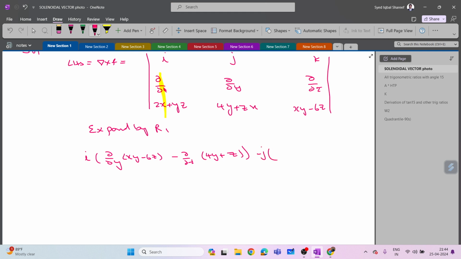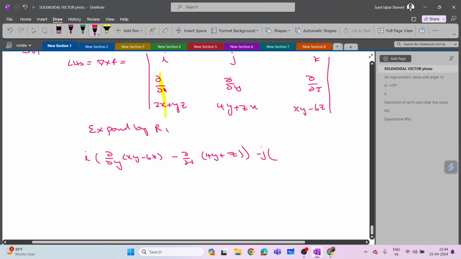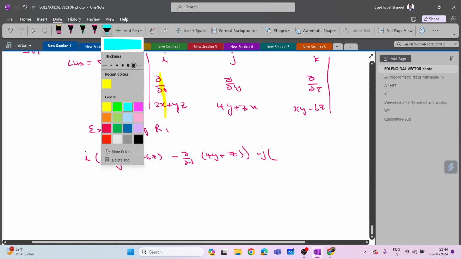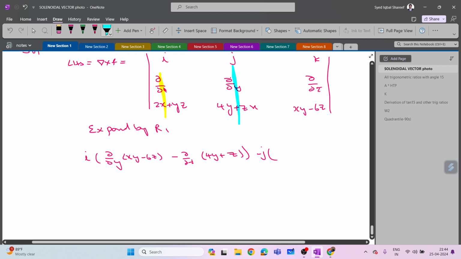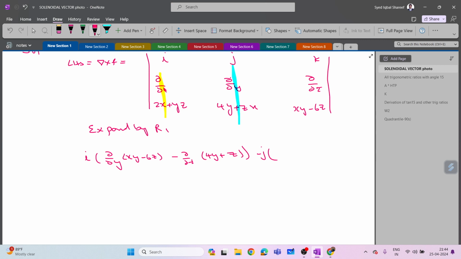Minus j of, for j this column is gone, and the top row is always gone. So what will be there? Dou by dou x of xy minus 6z, minus dou by dou z of 2x plus yz.